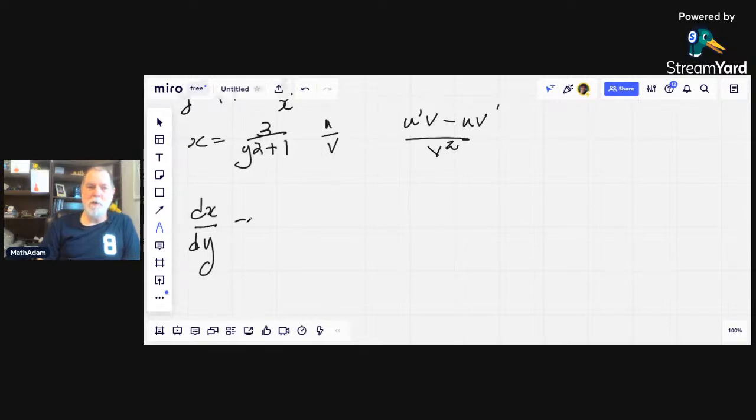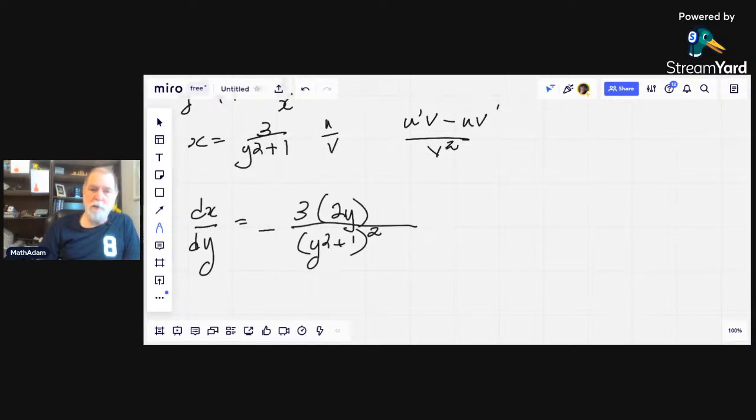So what's v squared? We'll just write that down as y squared plus 1, all squared. No need to work it all out just yet. And u prime, it's a constant, so u prime is going to be 0. So who cares about the v? That's 0. So we have minus, and then we just do u v prime. u is 3, and v prime is 2y.